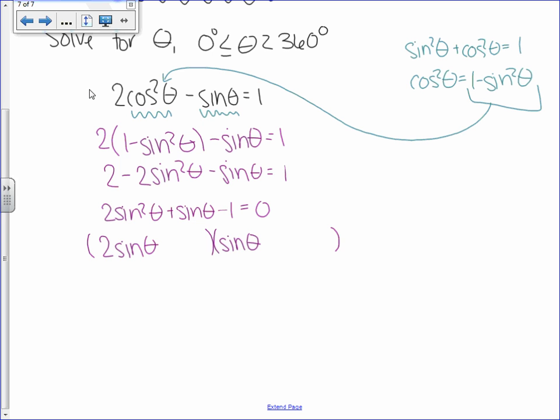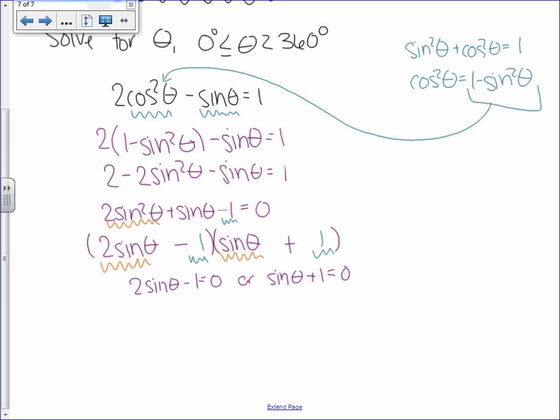Remember, whatever goes in the front of your parentheses is what multiplies to your first term, and whatever goes in the end has to multiply to your last term. My last term's 1. The only thing that multiplies to 1 is 1 and 1. And I want to get my sign, so when I FOIL this, I'm going to be left with the sine theta in the middle. So that's going to be a plus and a minus. Then we get that 2 sine theta minus 1 equals 0, or sine theta plus 1 equals 0.